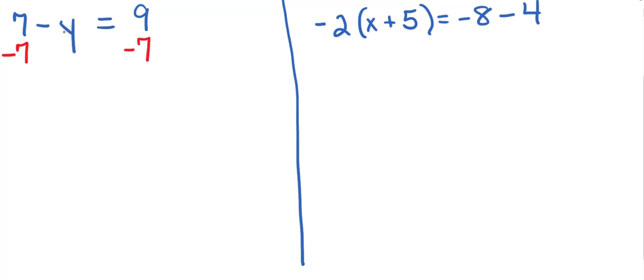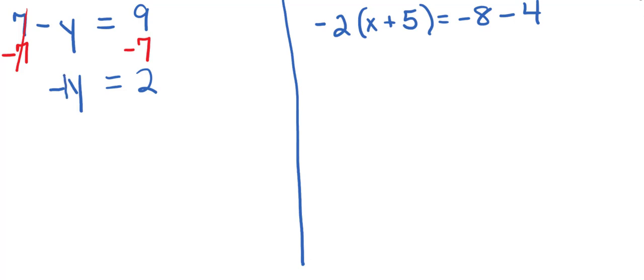The sign after it goes with the y, and it had nothing to do with the 7. So that leaves us negative y equals 2. Remember, you're not allowed to leave an equation like this. This is really negative 1 in front of the y.